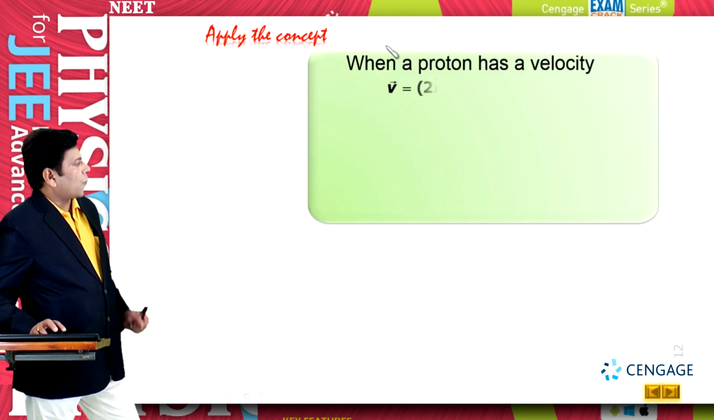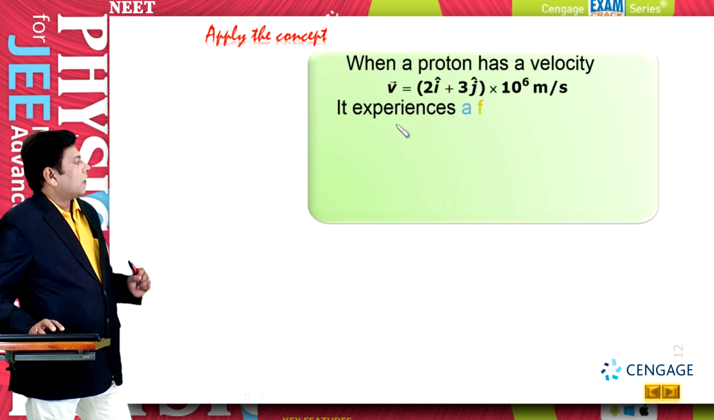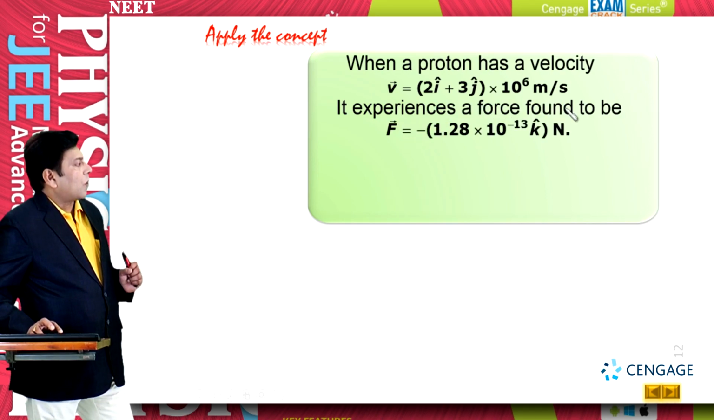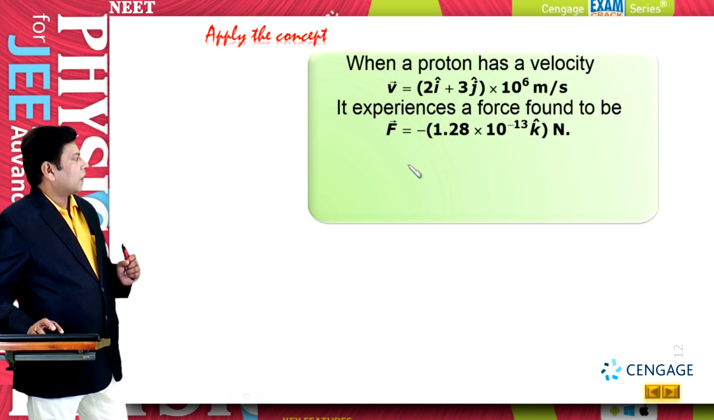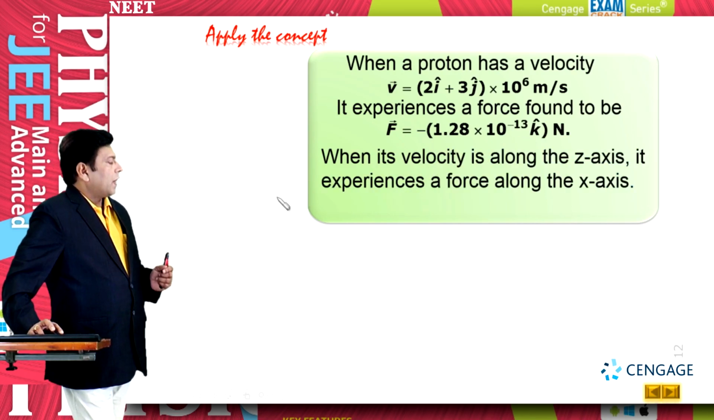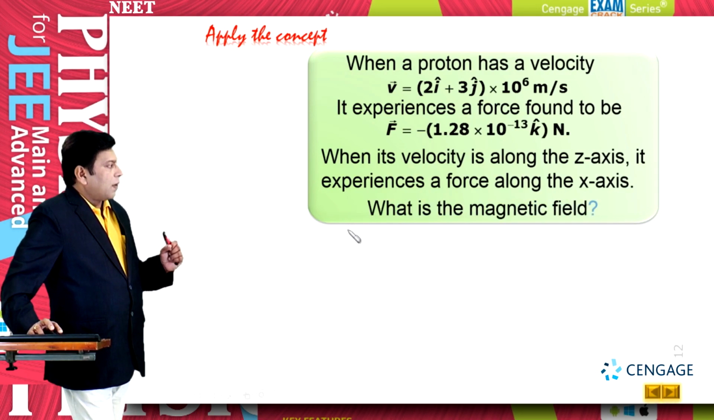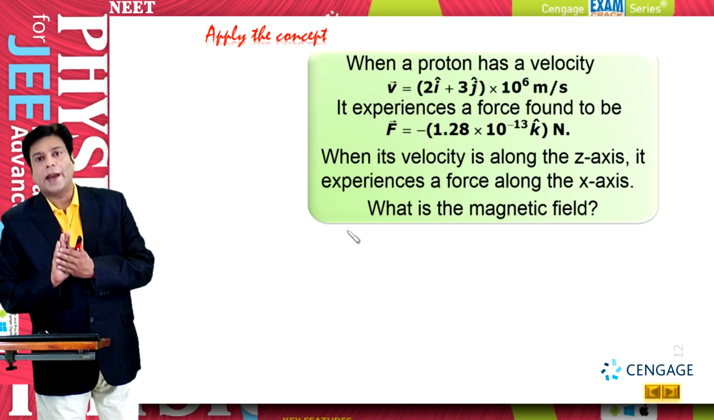The illustration is when a proton has a velocity v equal to 2 i cap plus 3 j cap into 10 to the power 6 meter per second, it experiences a force found to be F equal to minus 1.28 into 10 to the power minus 13 k cap Newton. When its velocity is along z-axis, it experiences a force along x-axis. What is the magnetic field? That means we need to calculate the magnitude and direction of the magnetic field.